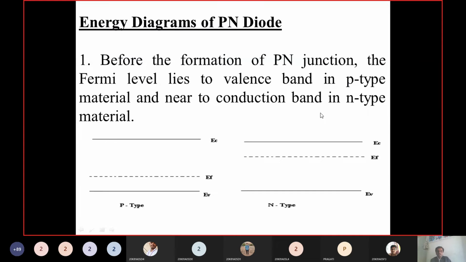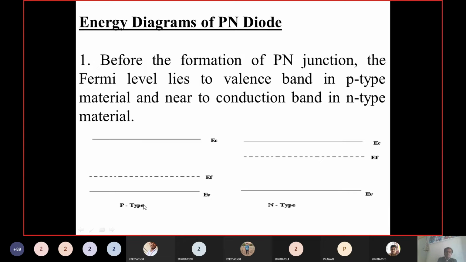Okay, now coming to the energy diagram of PN junction diode. Before the formation of PN junction, the Fermi level lies near the valence band in P-type material and nearer to the conduction band in N-type material.